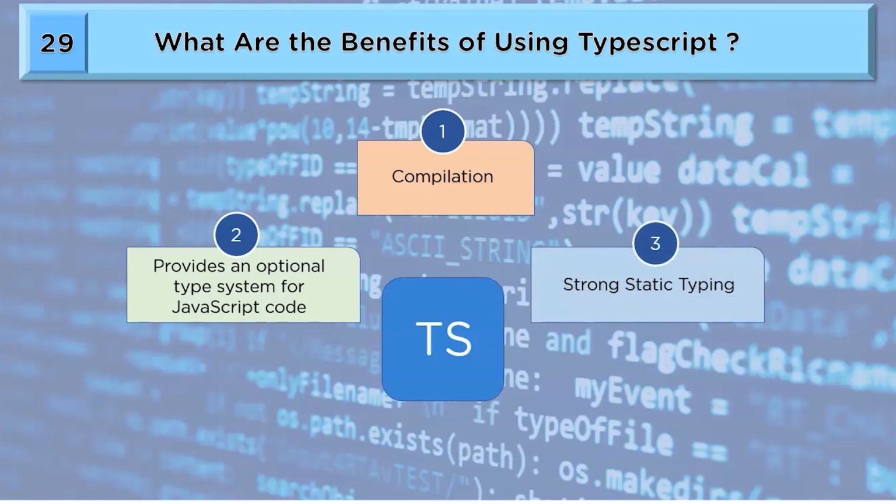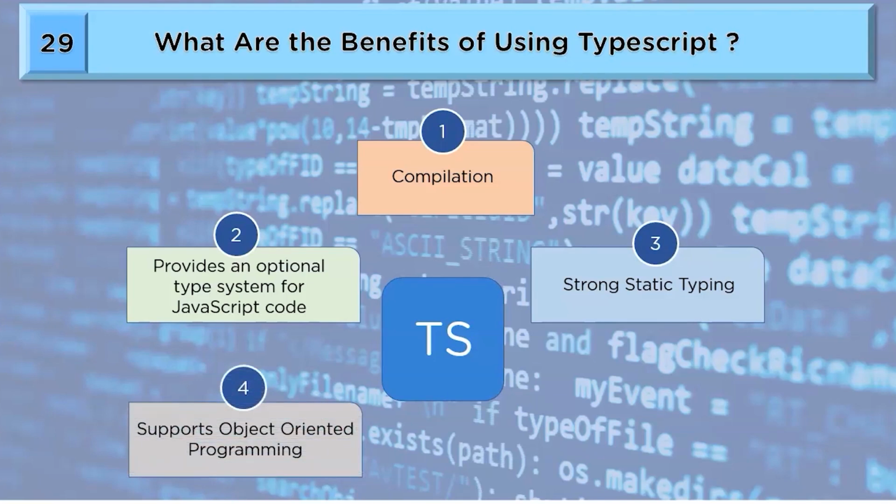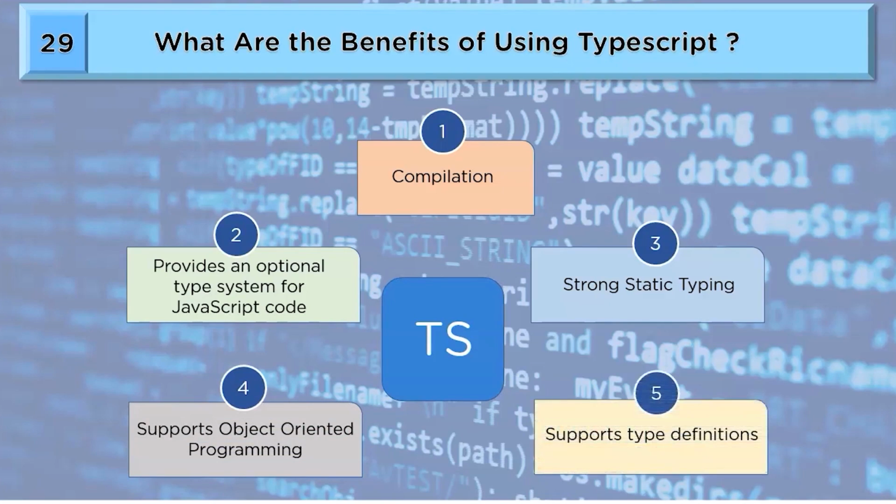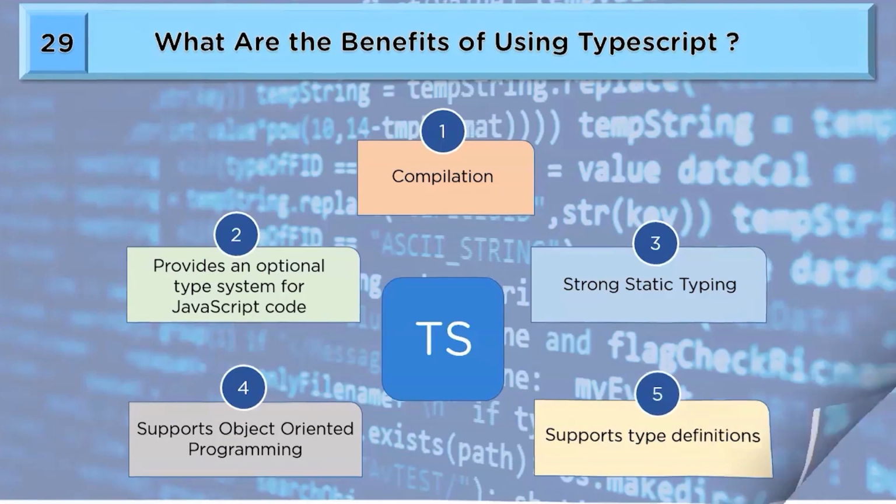Strong static typing. JavaScript does not have a powerful static typing system. Through the TLS, TypeScript comes with an optional static typing and type inference system. The TLS can deduce the type of a variable defined with no type based on its value. TypeScript supports object-oriented programming. TypeScript supports classes, interfaces, inheritance, and other object-oriented programming principles. TypeScript supports type definition. Existing JavaScript libraries can use TypeScript type definitions. External JavaScript libraries are defined in TypeScript definition files. As a result, it can include these libraries in TypeScript code.